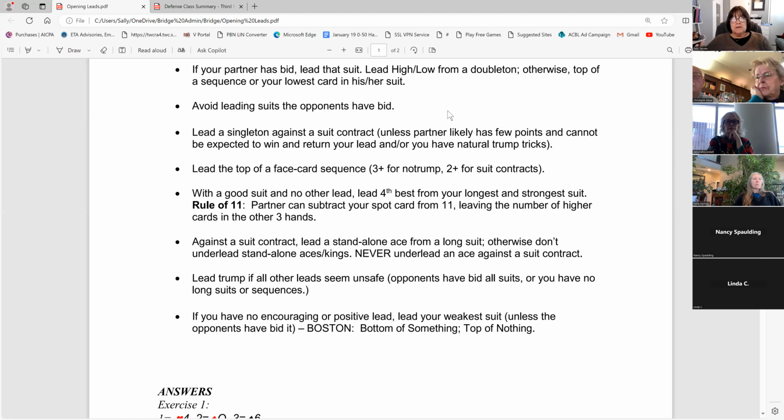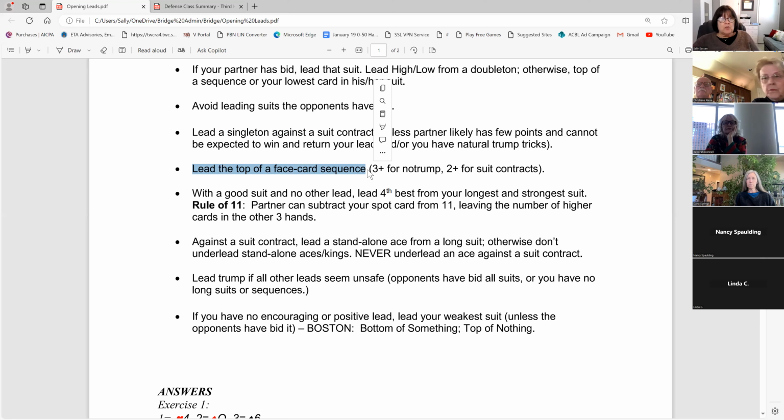If we have a sequence, we lead the top of a face card sequence. So like ace, king, queen, we lead the ace; king, queen, jack, we lead the king; queen, jack, 10, we lead the queen. We lead the top of a 3-card sequence. In no trump, if we lead a face card, we are promising 3 cards in the suit. Maybe not 3 cards in the sequence, but 3 cards in the suit.